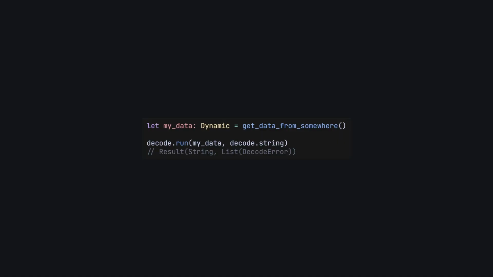You won't often be running decoders yourself. We'll talk about using them with other packages later, but running a decoder is easy. You simply pass your dynamic data along with your decoder into the decode.run function. This will return a result that either contains your data statically typed, if the decoding was successful, or a list of decode errors describing what went wrong during the decoding process. Simple, right? So let's take a look at some decoders.